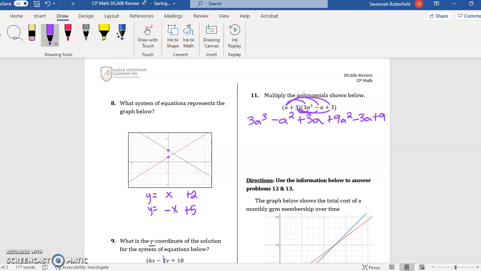Now, combining like terms, my 3a cubed is by itself, so we'll bring it down. I have a negative a squared and a positive 9a squared. This is essentially a negative 1, so 9 minus 1 is going to be plus 8a squared. And then for my a's, I have a positive 3 and a negative 3. They actually cancel each other out. So we're not going to have that term. And then just bring down the 9. So this is your final answer.